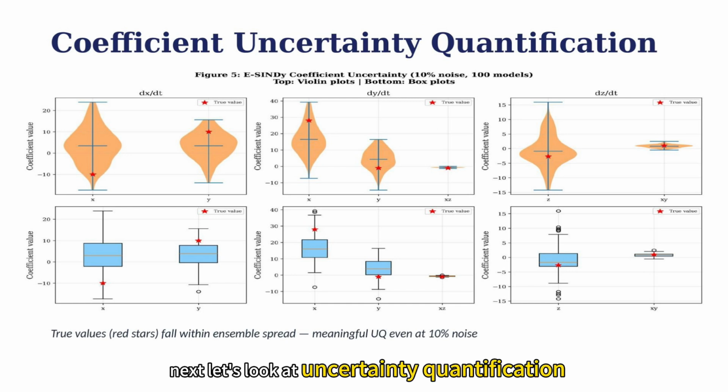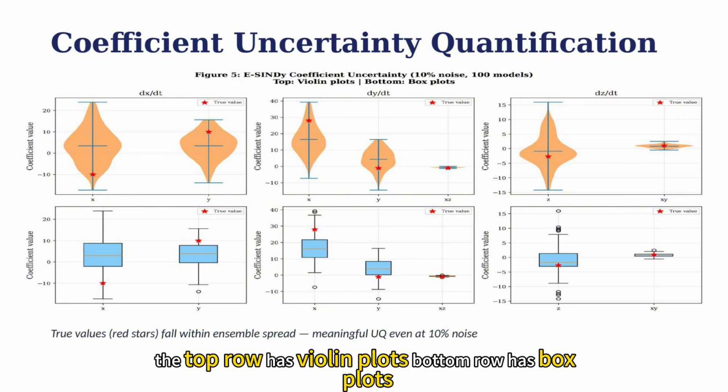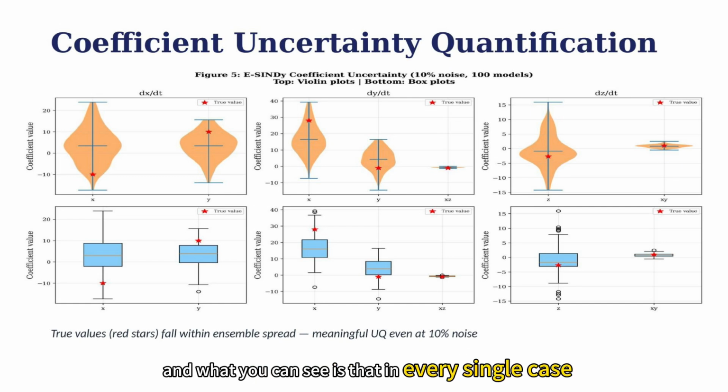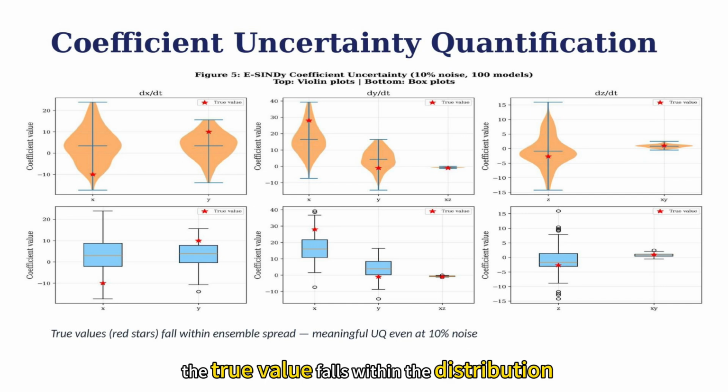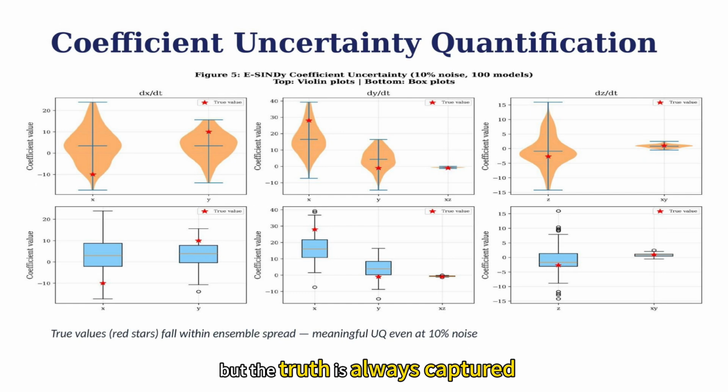Next, let's look at uncertainty quantification. This slide shows the coefficient distributions from the 100 ensemble models at 10% noise. The top row has violin plots, bottom row has box plots. The red stars mark the true values, and what you can see is that in every single case, the true value falls within the distribution. The spreads are wide, especially for bigger coefficients, but the truth is always captured. This is meaningful UQ that standard SINDy simply cannot give you. With regular SINDy, you just get one number. With eSINDy, you get the whole distribution.